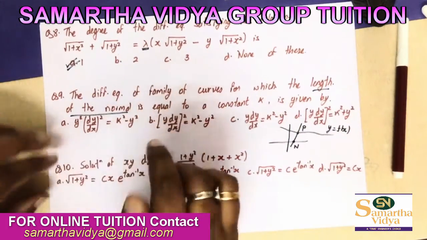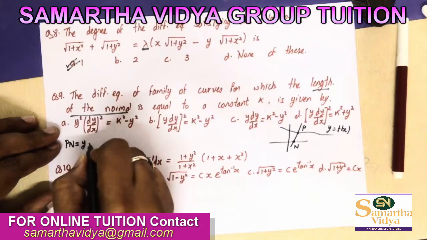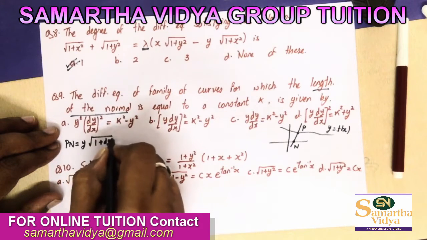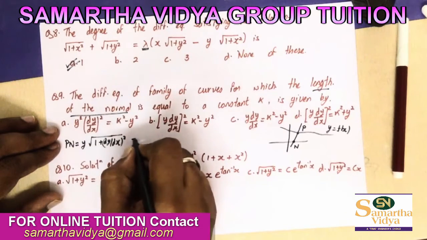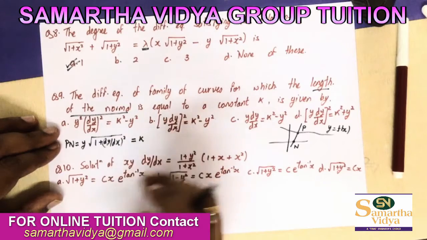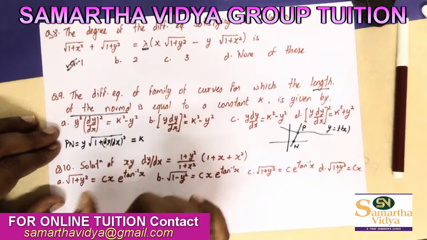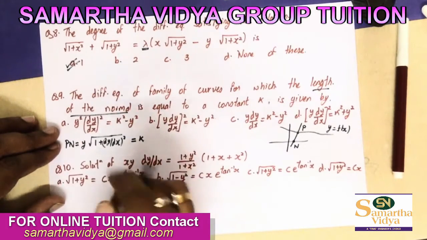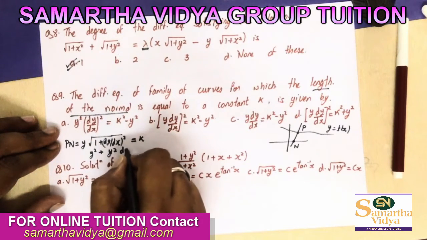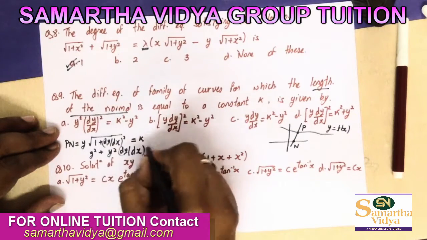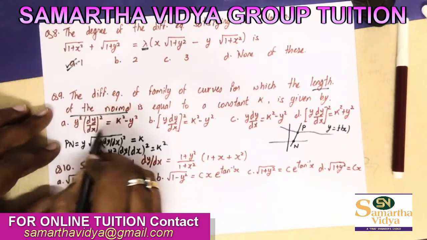Now the length of normal is given by the equation PN, the distance, is equal to y root of 1 plus dy by dx the whole square. Since they have given it as a constant, we'll take it as constant k. So this is the equation which I'm getting directly. Now squaring both sides, I'll be getting y square plus y square dy by dx the whole square is equal to k square. So y square goes to that side. So you can see it's nothing but option A.